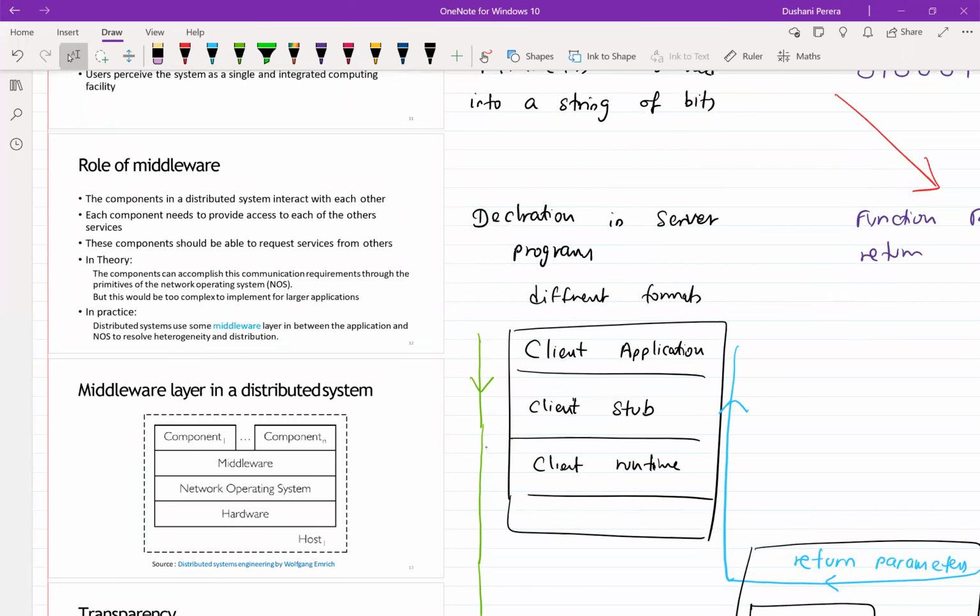So the middleware layer in a distributed system uses certain middleware layers in between the application and the network operating system to resolve heterogeneity and distribution. So this is what we basically discuss, saying that two different people cannot communicate, so you need a translator in between, so the heterogeneity is being catered to with the use of a middleware in a distributed system. Okay, I hope you can understand.